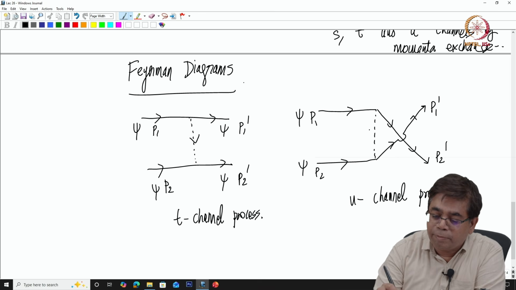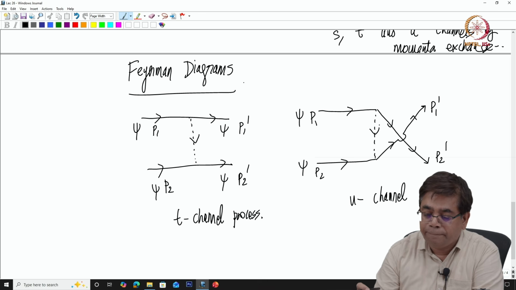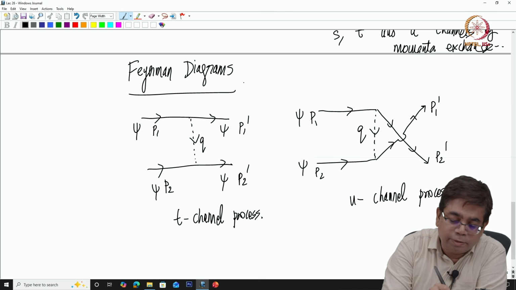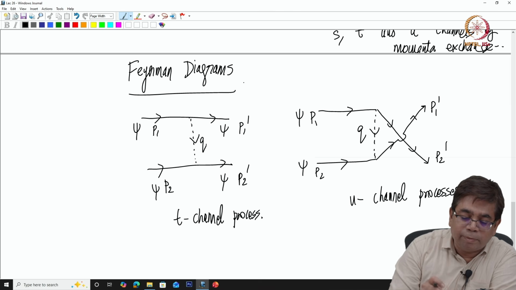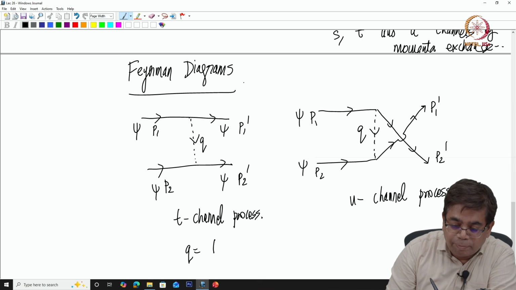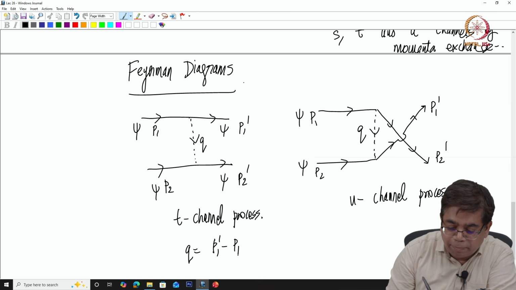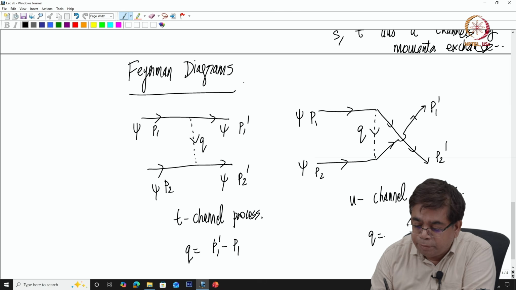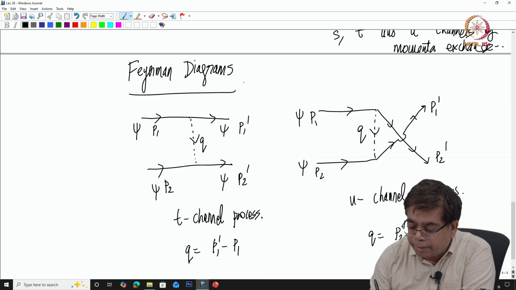Now, let us see the momentum exchanged here. In this case, the momentum exchanged by the boson, this Q, is equal to P1 prime minus P1. In this case, the Q is equal to P2 prime minus P1.